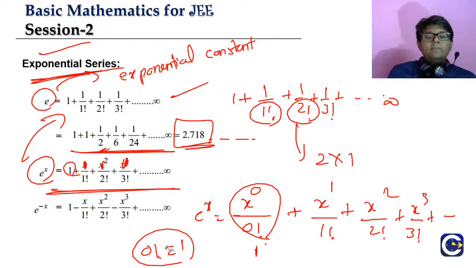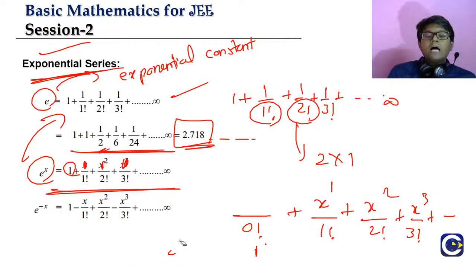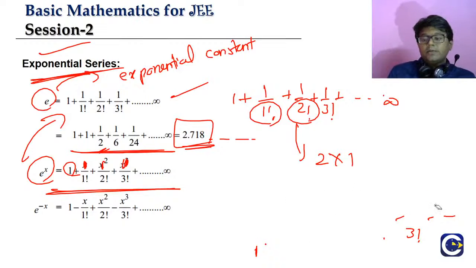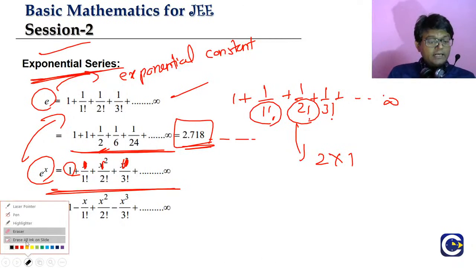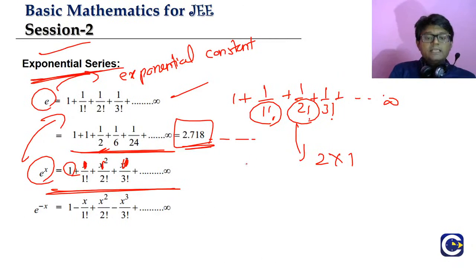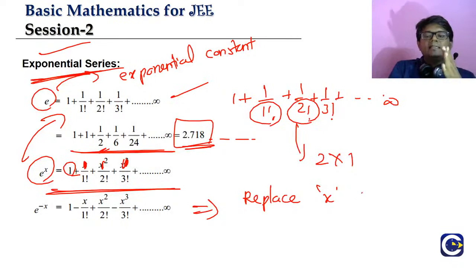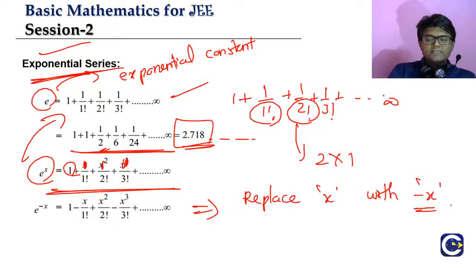And while we have e power x, if we want e power minus x, remember last class also I told you, we are not going to remember multiple series. In a particular series kind of expansion, we will not remember each and every expansion. If you remember e power x, how do we get e power minus x? Replace in the entire series x with minus x, that is it. Then we are going to get the e power minus x expansion.